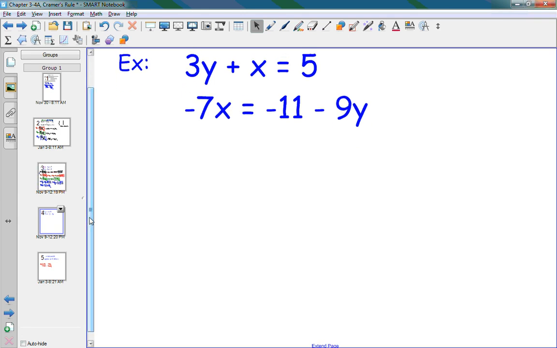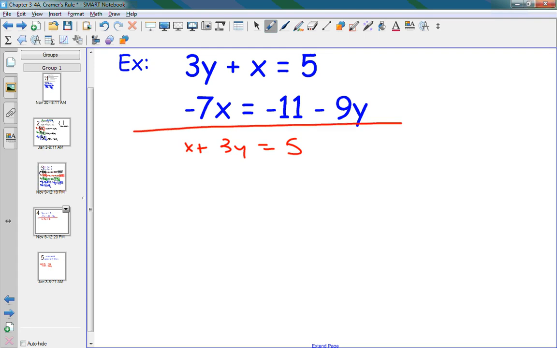Step 1. They're not in order, are they? So look at the first equation. What do I need to do to that equation to put it in x, y equals number? I can swap them out, sure. So that's going to be x plus 3y is equal to 5. What about the second equation? What do I need to do to it? I need to add 9y to both sides. So I have negative 7x plus 9y is equal to negative 11.